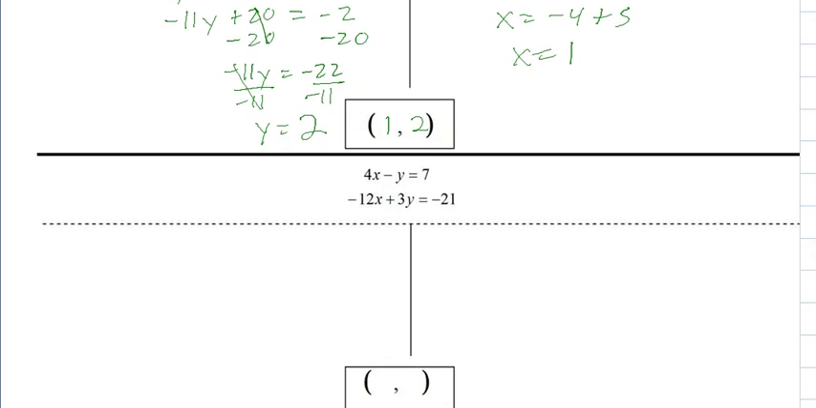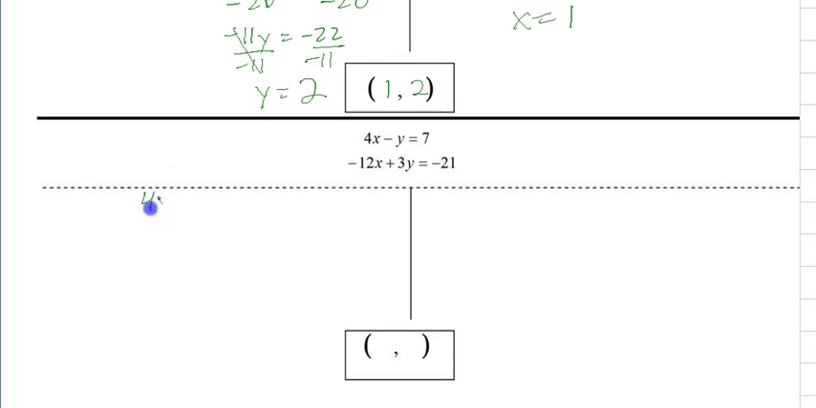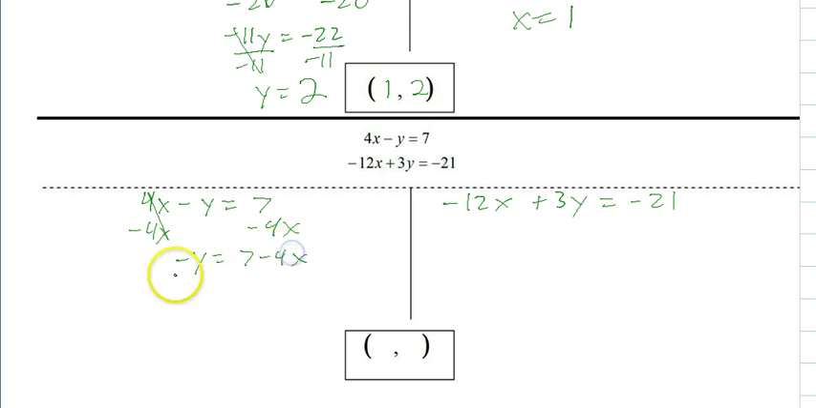Let's try one more. This one is special. So 4x minus y equals 7. Negative 12x plus 3y equals minus 21. So what letter do we solve for? Coefficient of 4, 1, 12, and 3 right here. So minus the 4x. Divide by negative 1. And now we can substitute.